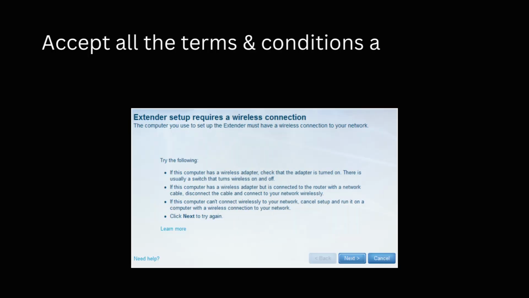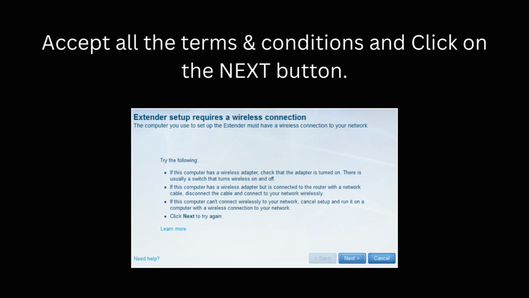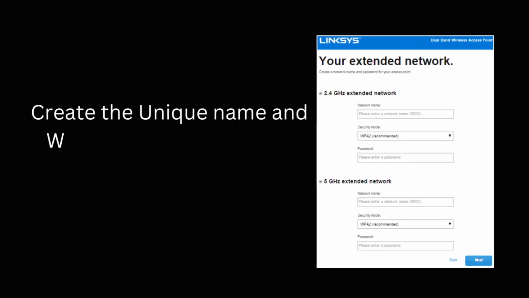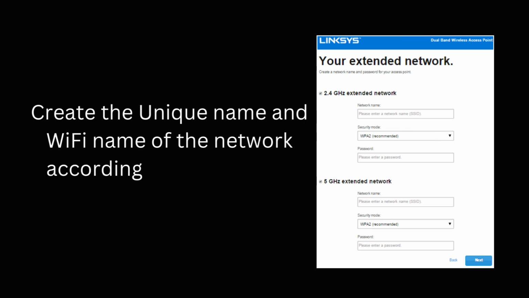Now you will see the terms and conditions which you need to read carefully. Accept all the terms and conditions and click on the Next button. Now you need to select the extended network. Create the unique name and Wi-Fi name of the network according to your choice.